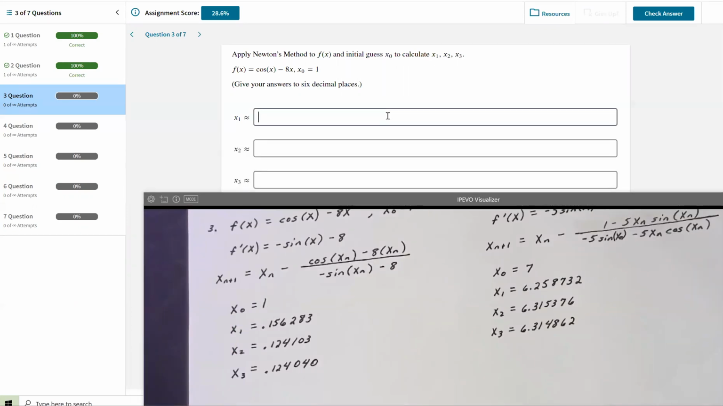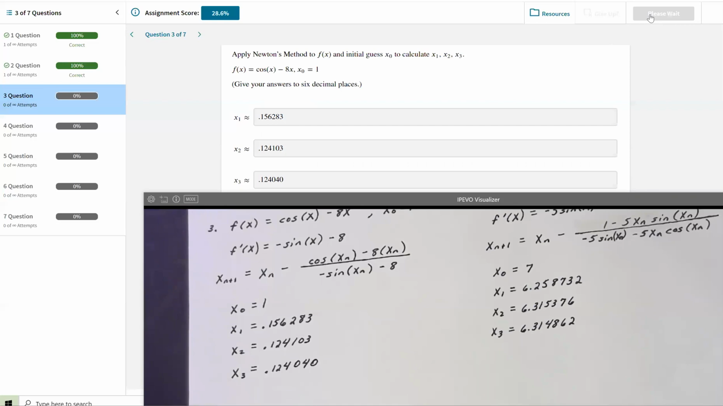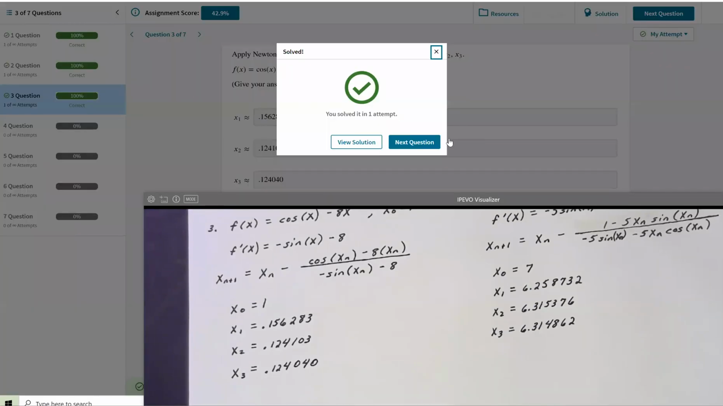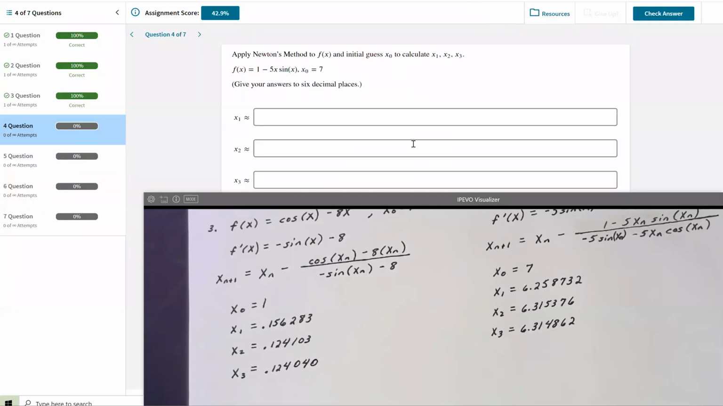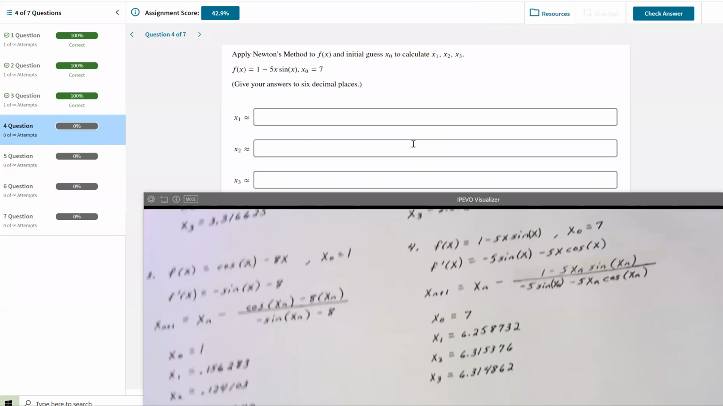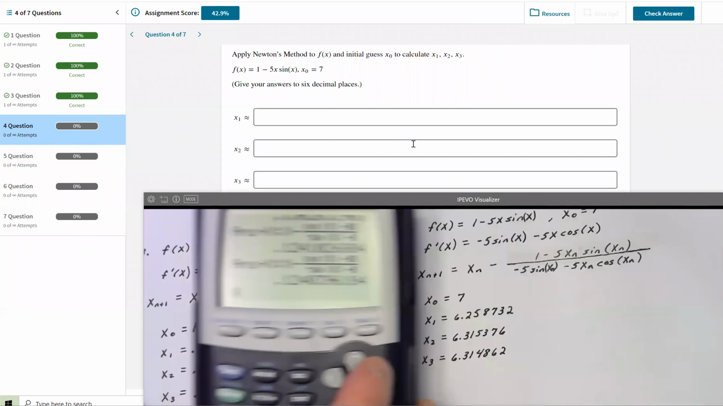My x sub 1 was the 0.156283. My second refined guess, x2, is 0.124103. And then finally, x sub 3, we had 0.124040. We'll check that answer. And you see correct. Up next. And again, once you do a few of these problems, they all work pretty much the same.